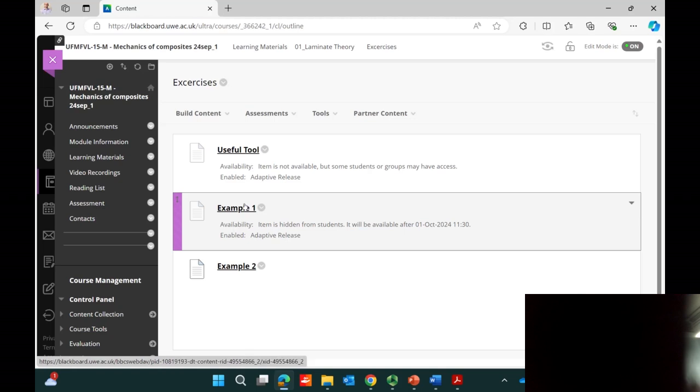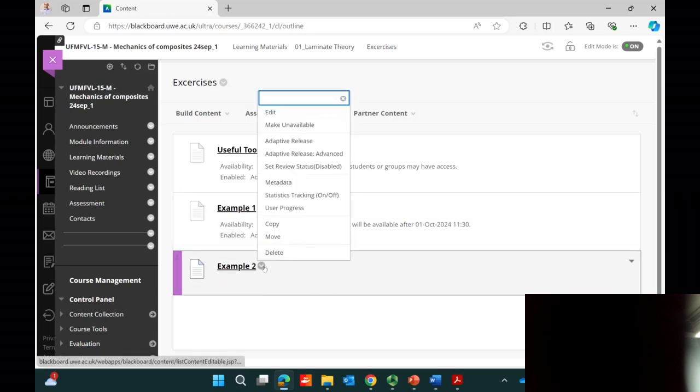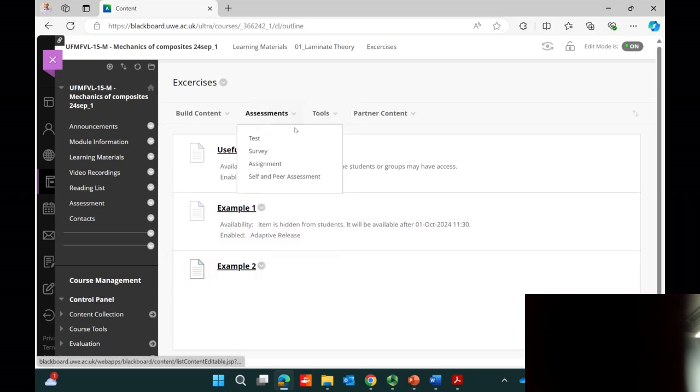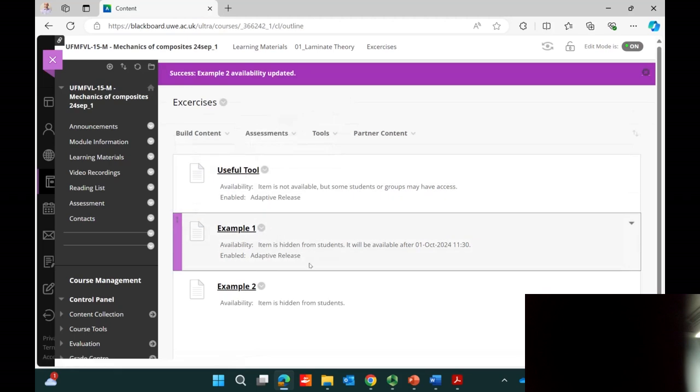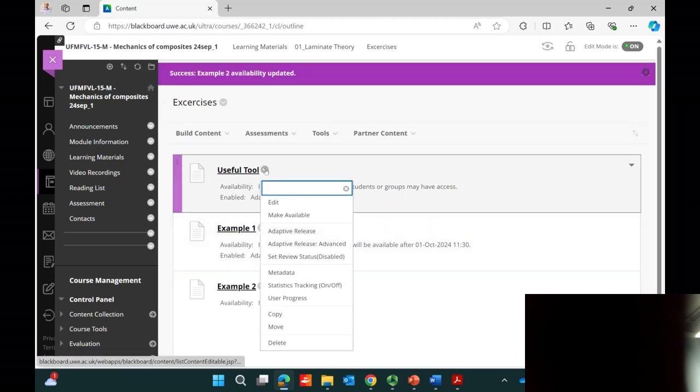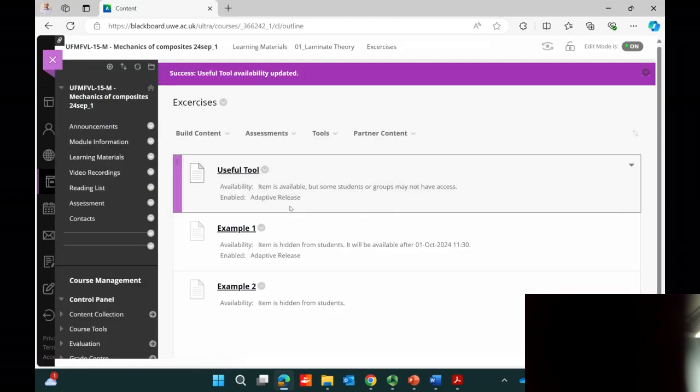Okay, no, I don't think I've made it available to you guys, so it will come up live. Example 1 sample, example 2 is... Maybe I hide it now. Make it so the useful tool is made available. Access denied. Can you refresh it? See if useful tools is there.